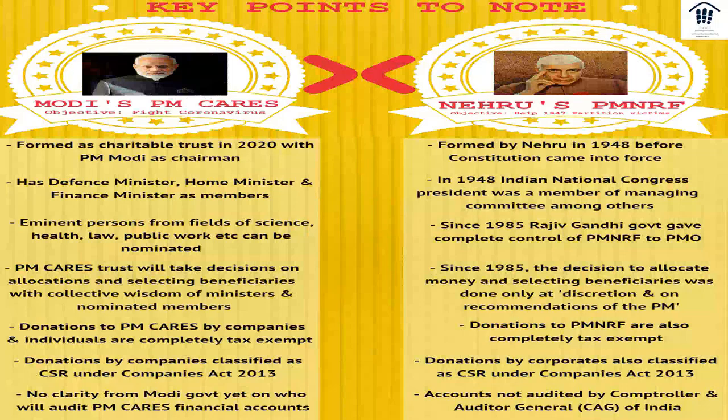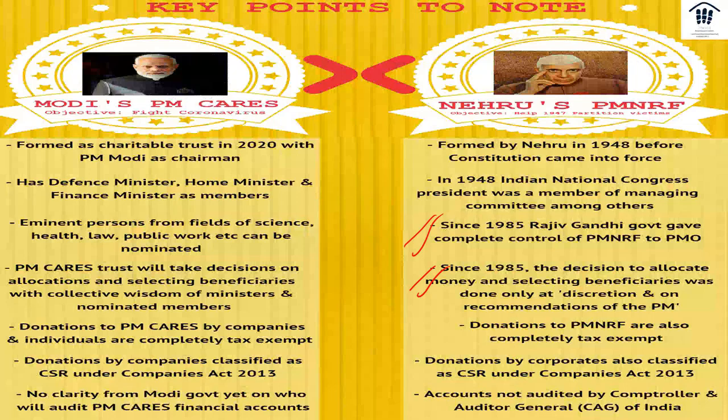PM CARES Trust will take decisions on allocation, selecting beneficiaries with the collective wisdom of the ministers and nominated members. Since 1985, decision to allocate money and selecting beneficiaries was done only at the discretion and recommendation of the PM. So this was the main issue, I would say. These two, right? Donation to PM CARES by companies or individuals are completely tax exempt, right? Obviously, PMNRF is also the same. Donation by companies classified as CSR under Companies Act also there. Right, same here. But there is no clarity on who will audit PM CARES financial now, but I think it's too early.